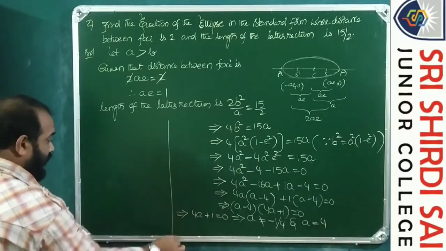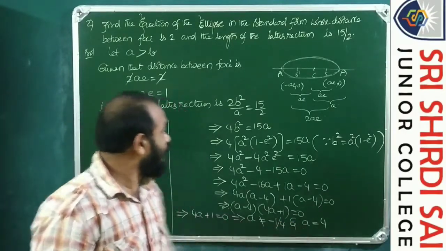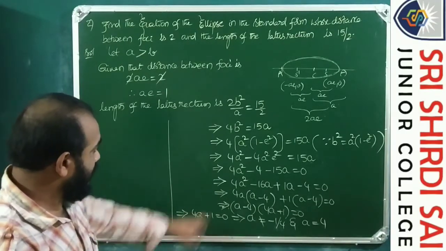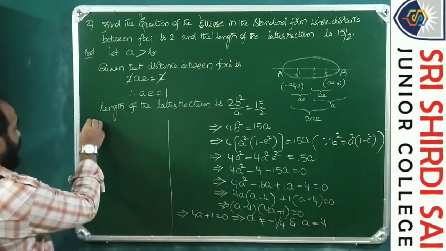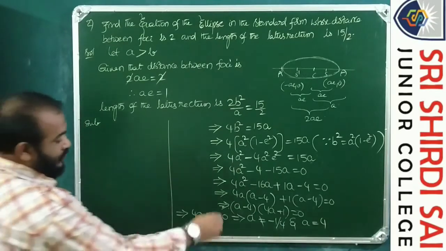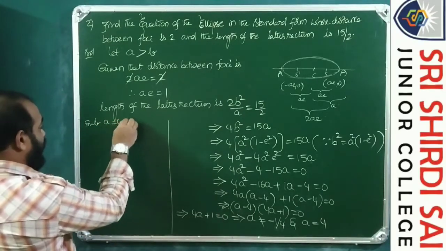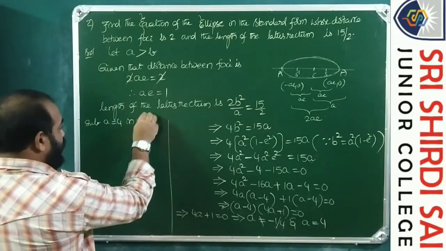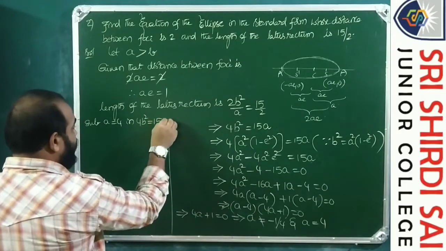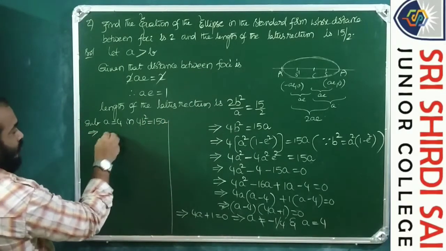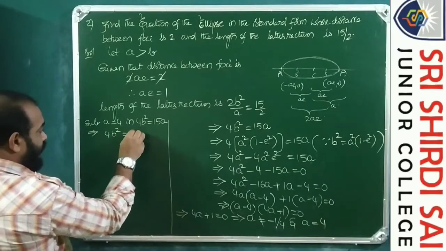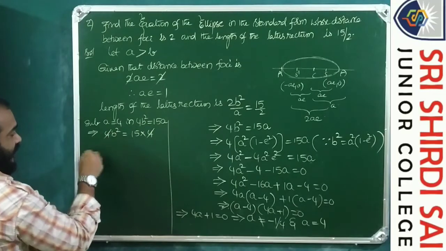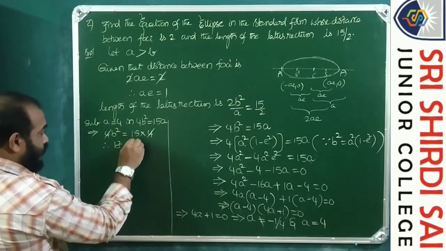Now, since a equals 4, substitute back into 4b square equals 15a. Then 4b square equals 15 into the a value, which is 4. 4 gets cancelled, therefore b square equals 15, I got.